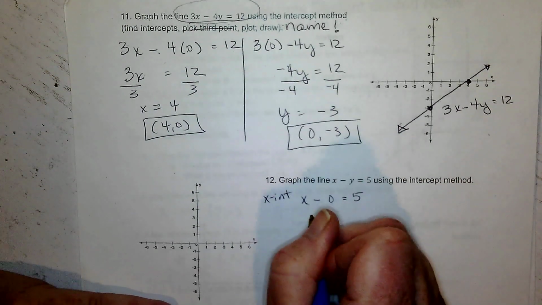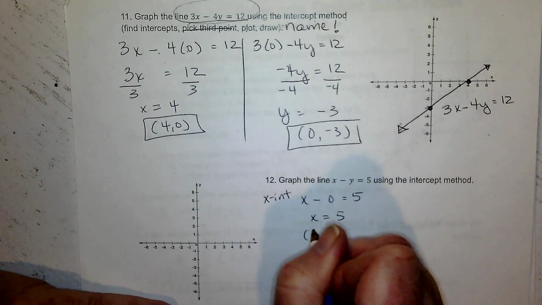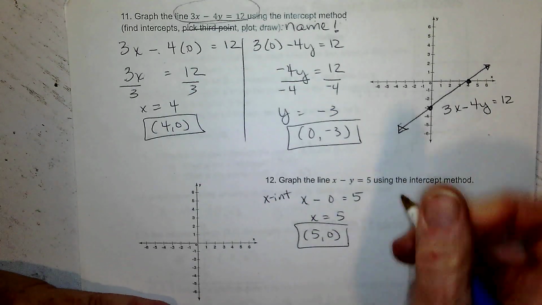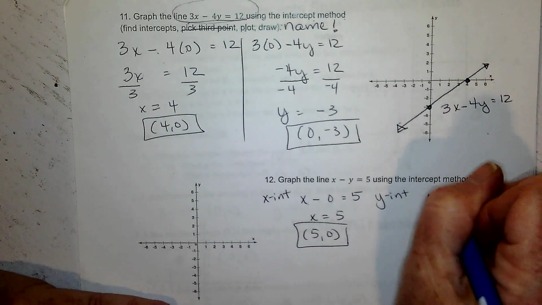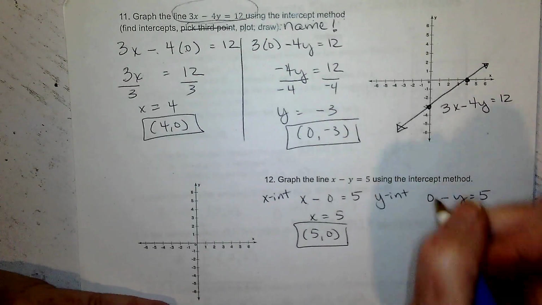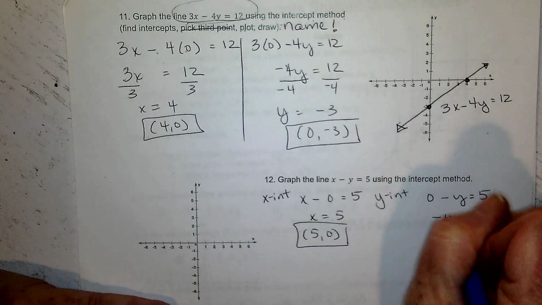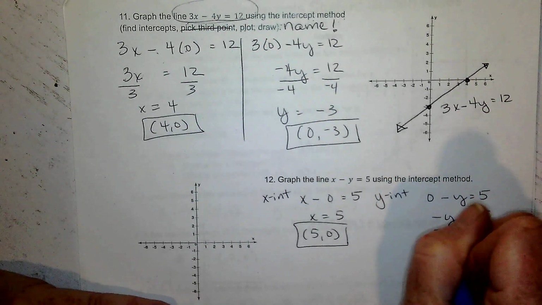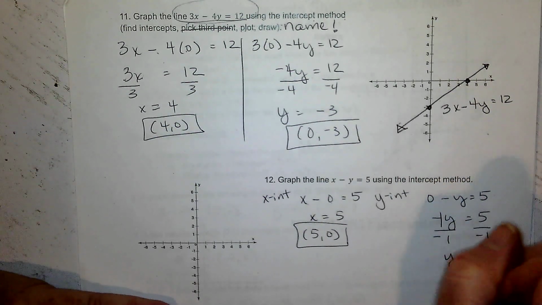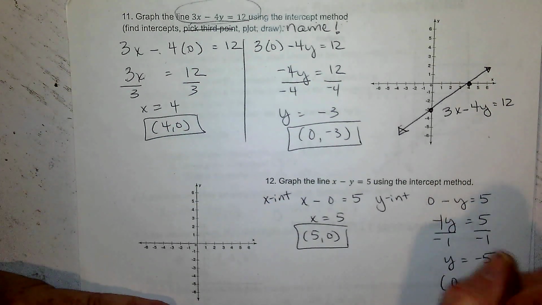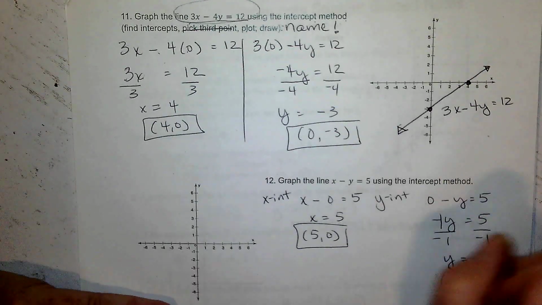x minus 0 is x equals 5. So (5, 0) is my x-intercept. For my y-intercept, I have to let x equal 0. 0 minus y is negative y equals 5. Divide both sides by negative 1, because remember there's an assumed 1 there. And y equals negative 5. So (0, -5) is my y-intercept.